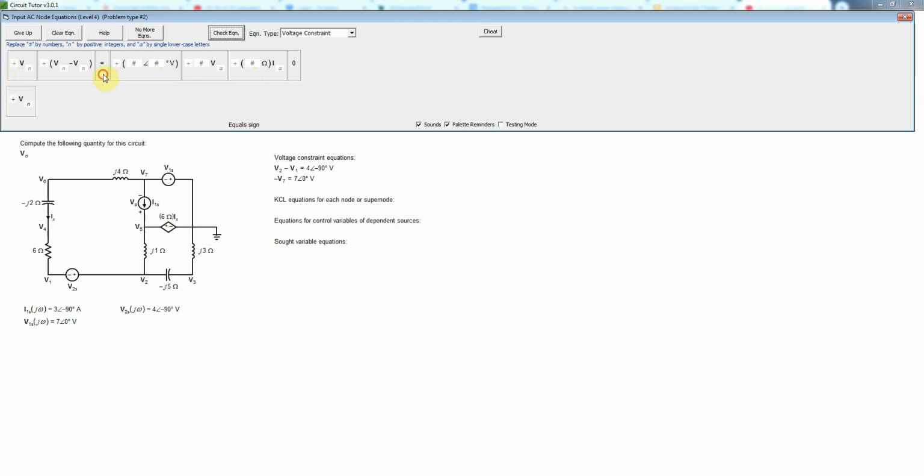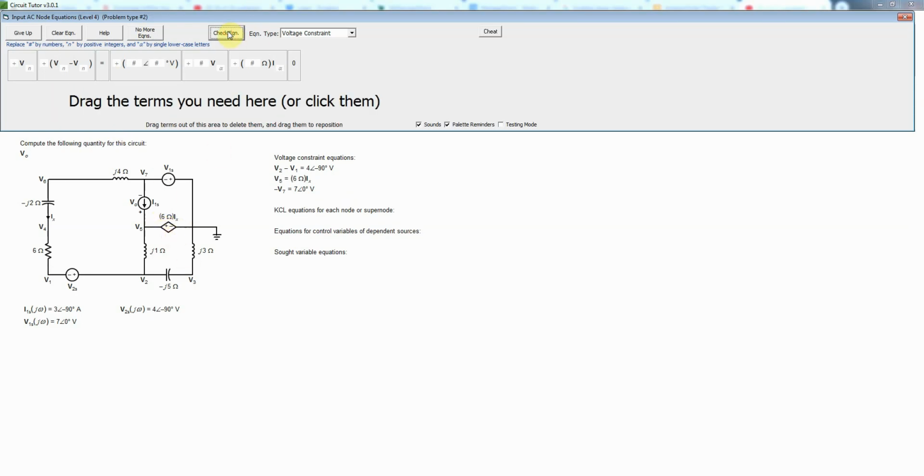basically a V5 will be equal to a value like that, which is the value of that voltage source. So we put in V5 there because that's the positive side of this source. And then the value will simply be the 6 ohms times Ix. Now we don't make any substitutions at this point. We just put it in as written on the diagram. So that is correct. We're done with our voltage constraint equations.